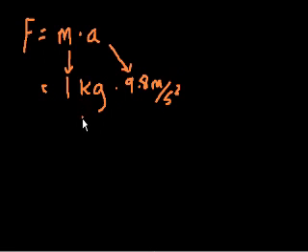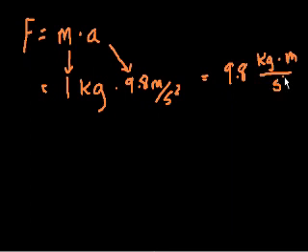So the force applied on that object in order to get this type of acceleration, you just multiply mass times acceleration. The force would have had to be 9.8 kilogram times meter, right? Kilogram times meter over second squared. That's the force applied on the object.